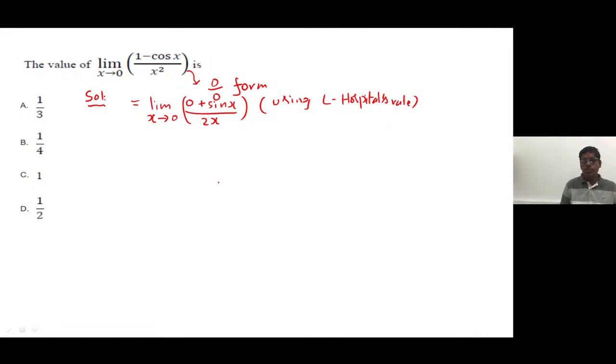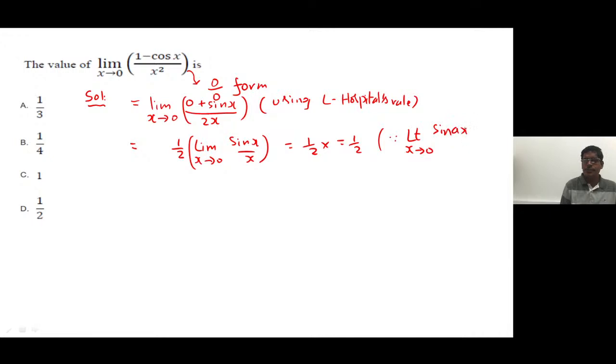Okay, good. Those who are done already got that answer, 1 by 2. So this can be written as, I can take half outside, remaining limit x tends to 0, sin x by x. This is a standard limit, half into 1 is equal to half. Since limit, you can write LT notation or LIM, both are the same, sin ax upon x is equal to a, where a is a constant. So finally the answer is 1 by 2. Accordingly the option is D. This is the end of the question.